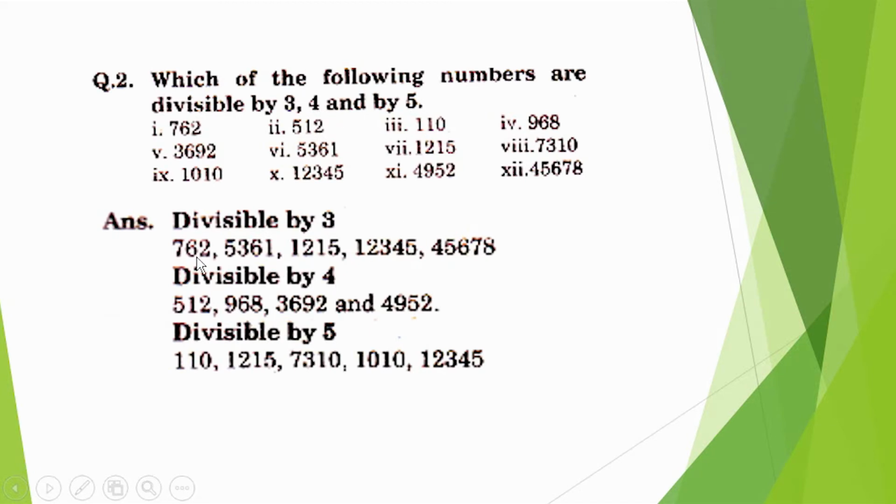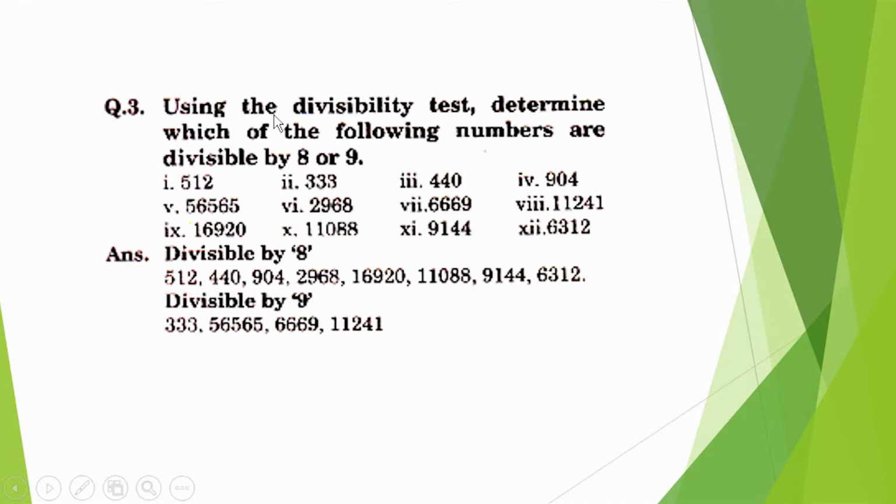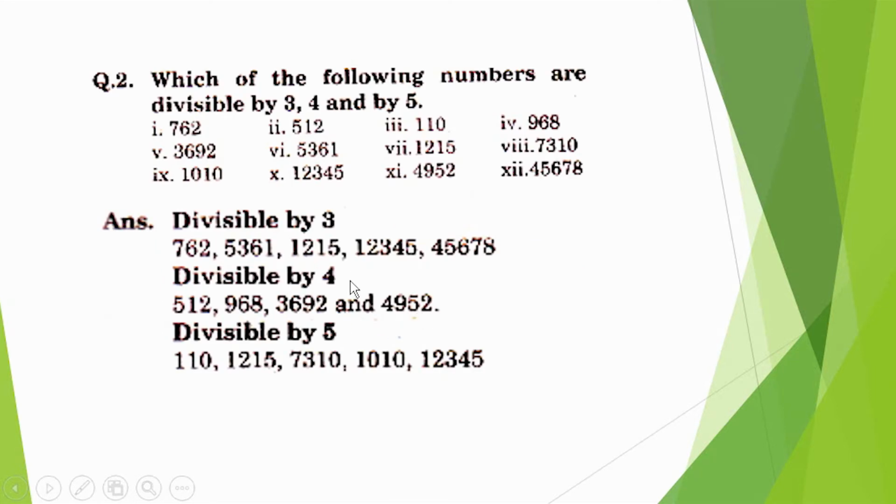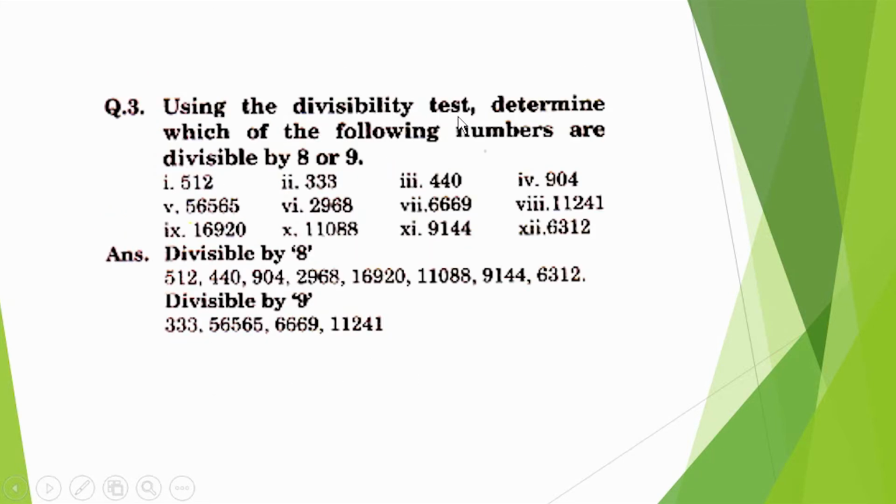Which of the following numbers are divisible by 3, 4 and by 5? 762, 5361, 1215, 12345, 45,678 divisible by 3. Divisible by 4: 512, 968, 3,692 and 4,952 divisible by 4. Divisible by 5. If the last digit is 0 or 5, it is always divisible by 5.